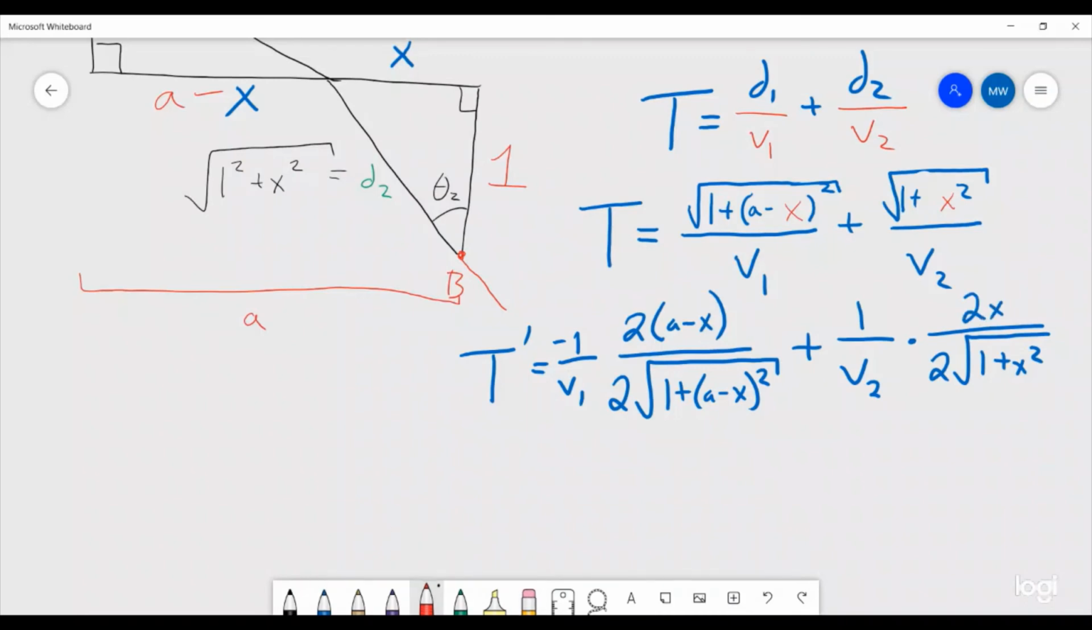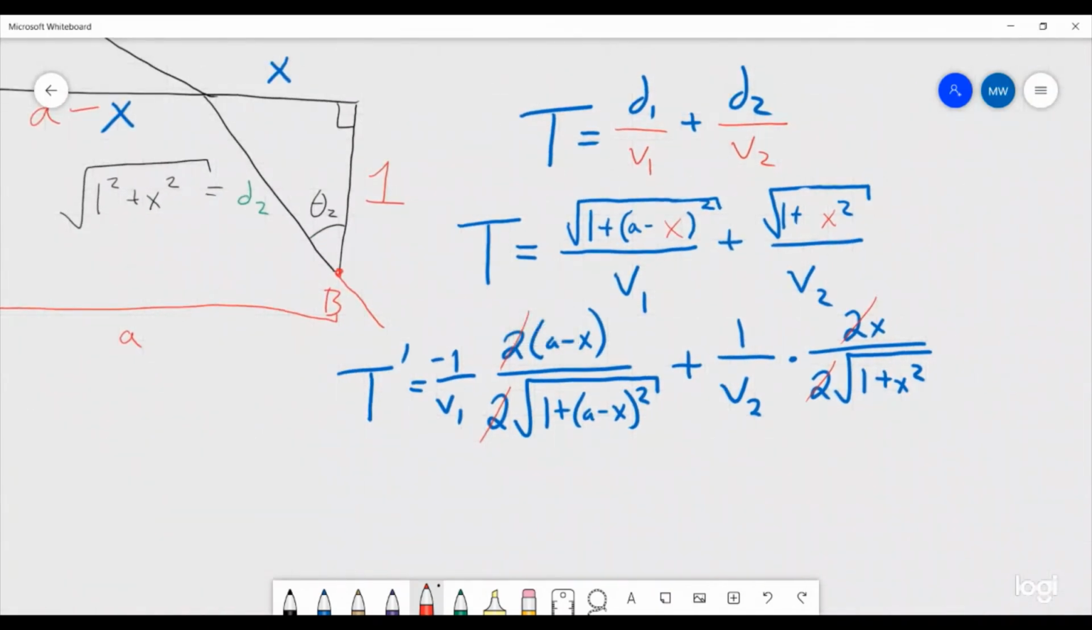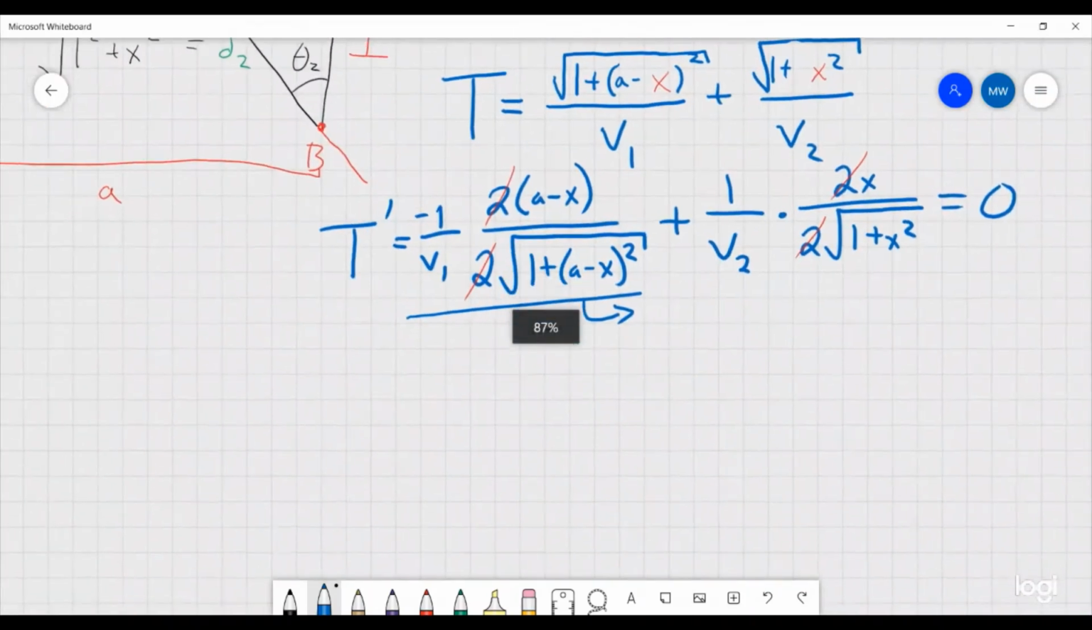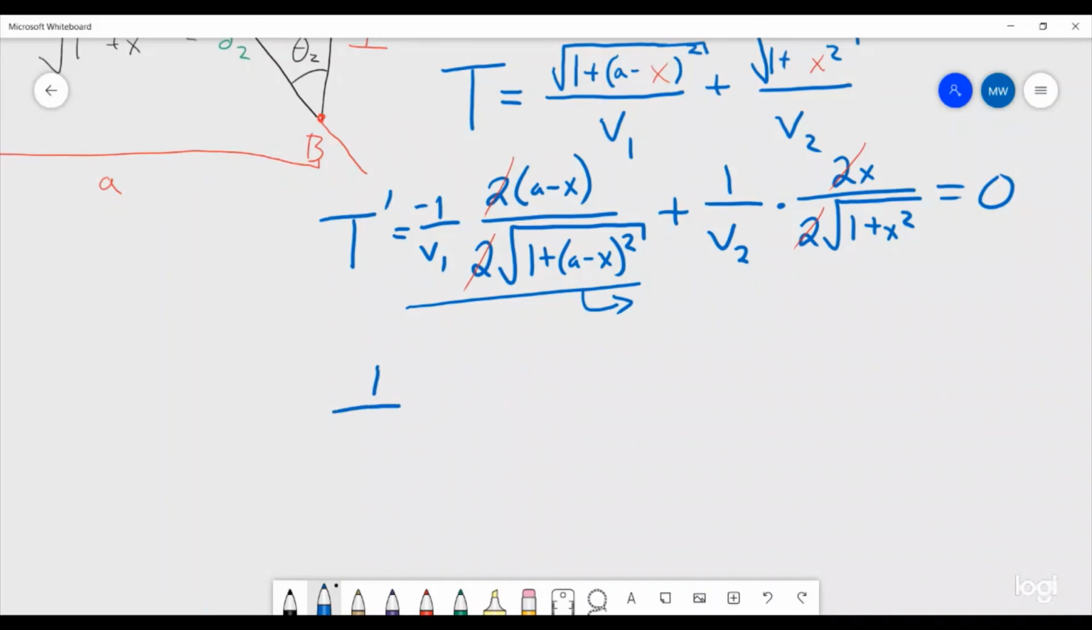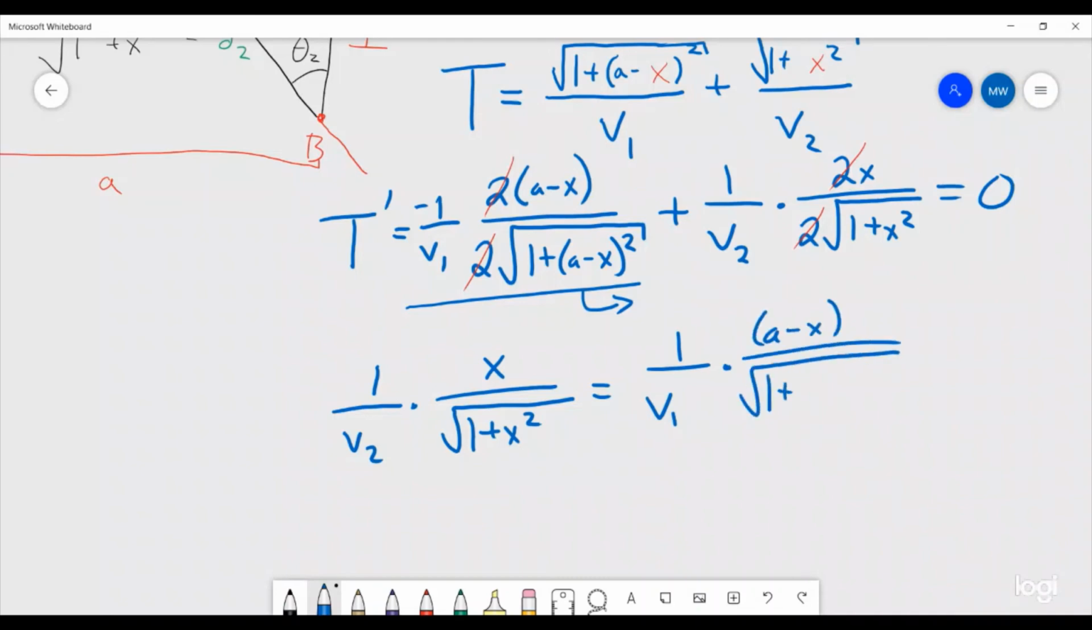So we can cancel a little bit, we can cancel these 2's. And what do we want this to be? Well, we want this to be equal to 0, because we're looking for a minimum. So when we go through and solve that, if we add this term to the other side, we get 1 over v2 times x over the square root of 1 plus x squared is equal to 1 over v1 times (a minus x) divided by the square root of 1 plus (a minus x) squared.